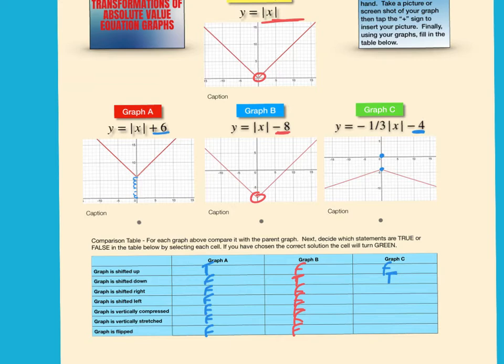Then we've got, did it shift right? No. Left? No. Did it compress? It did something, but did it get wider or did it shrink? So compress means shrunk, stretch means gets wider. Did it compress? I don't think so. I think it got wider, which means it stretched. Did it flip? It did do that too. So this one did 3 different things here. Got a little bit more green on our number sheet than the others did.